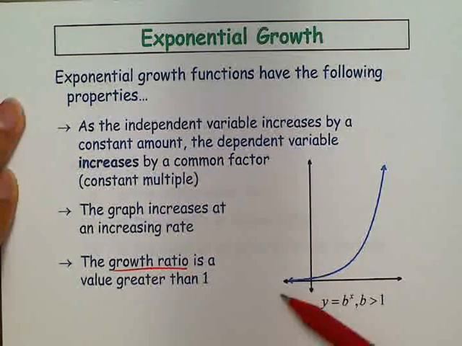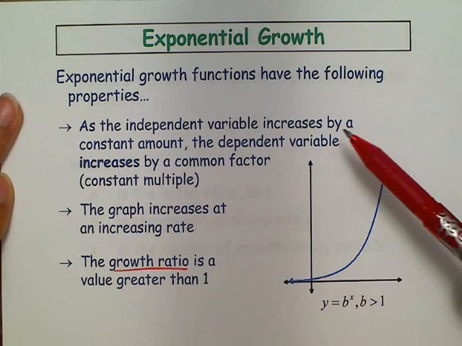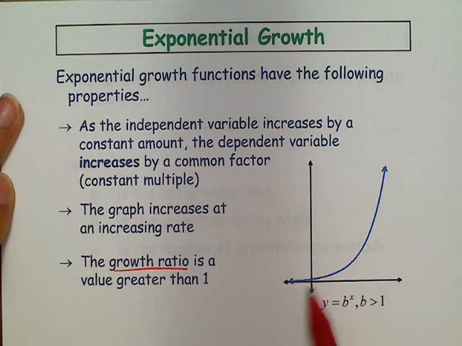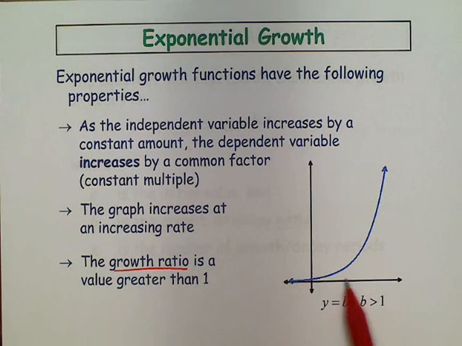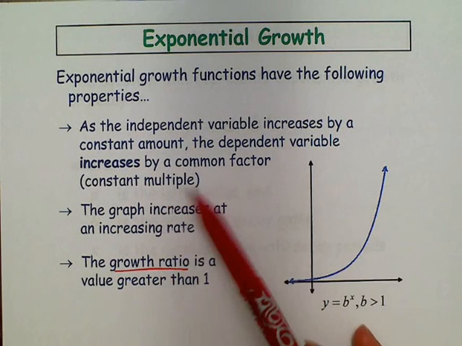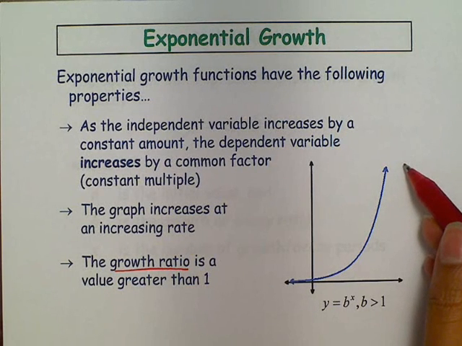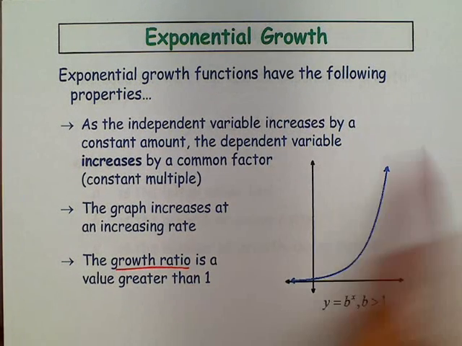Okay, so in terms of exponential growth, functions have the following properties. First of all, if you look at the graph, you'll notice that the graph is increasing from left to right, so that's an exponential growth. So as the independent variable increases by a constant amount, for example by 1s or 2s, the dependent variable increases by a common factor or constant multiple. So the dependent variable would increase by a multiple of 2 or a multiple of 3 each time.